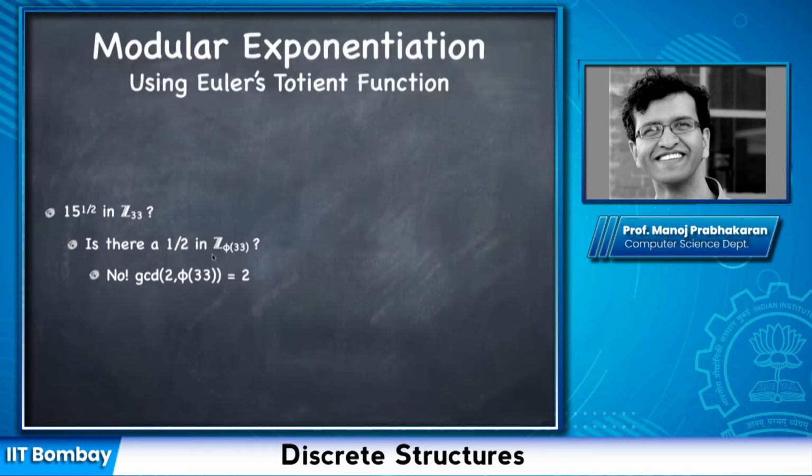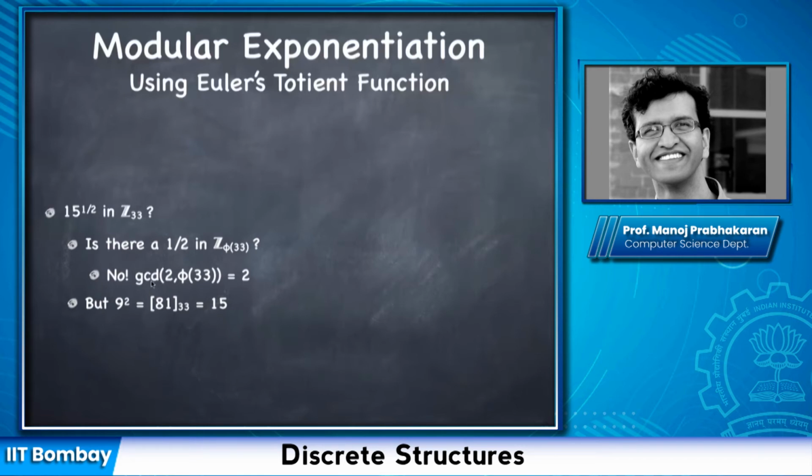Okay. So does that mean 15 doesn't have a square root? Well, you can't be so sure. In fact, here is a square root of 15. I take the number 9. I try 9 squared, which is 81, modulo 33. So 81 is 66 plus 15. So indeed 9 squared is 15. So 15 does have a square root.